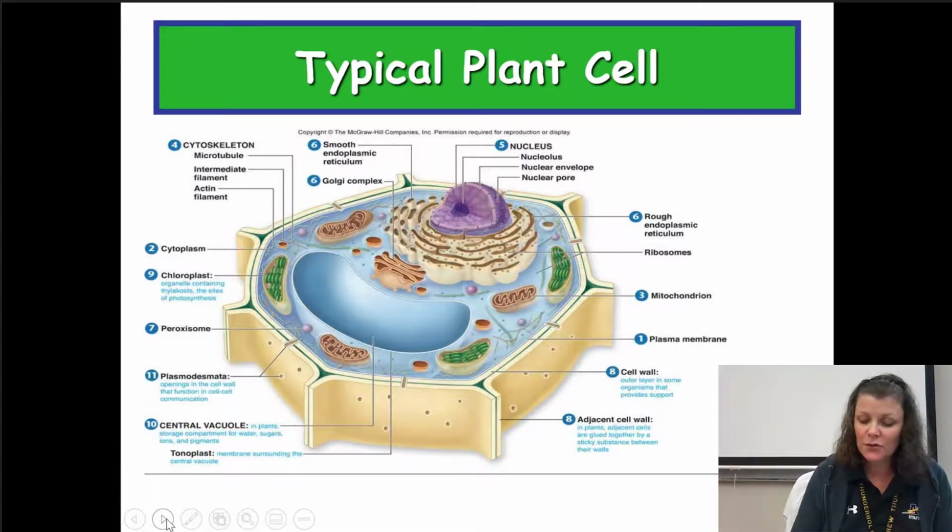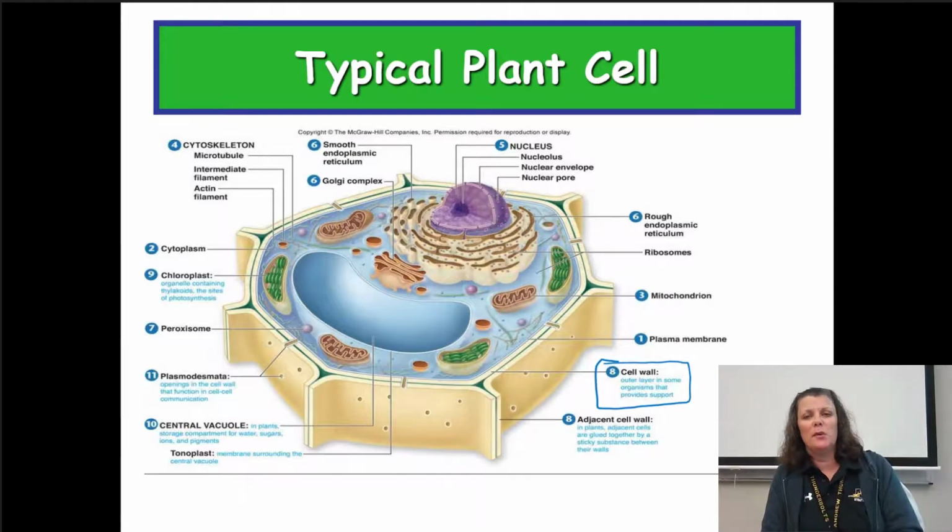But here are the ones that I want you to definitely be able to focus on for me in this class. First of which, a cell wall is only going to be found in a plant cell. Some protists, but plant cells. Later on when we're talking about animal cells, they don't have cell walls. Only plant cells do.